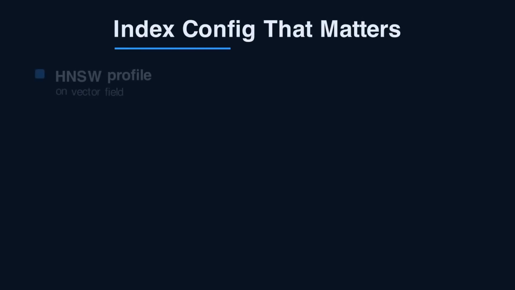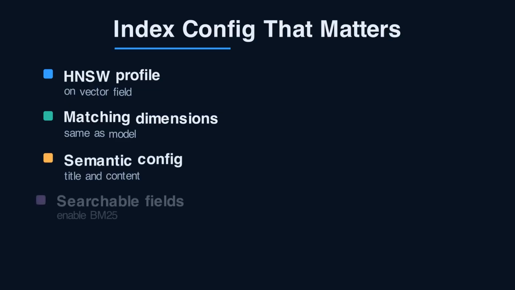The query only works if the index is configured right. Your vector field needs an HNSW profile and matching dimensions. Define a semantic configuration naming your title and content fields. Mark text field searchable so BM25 works. Mismatched embedding dimensions fail the query outright.